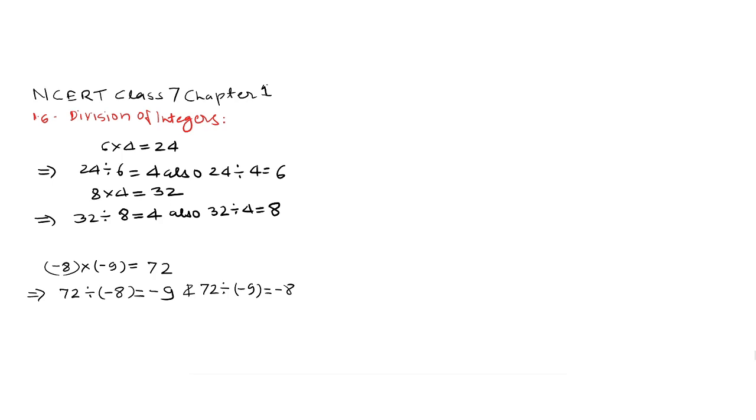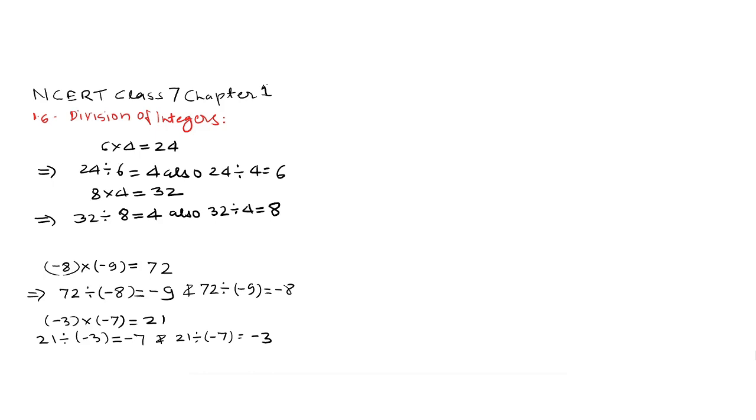We go for one more example. -3 multiplied by -7 give us 21. What are our division statements for this? 21 divided by -3 give us -7, and 21 divided by -7 give us -3. These are the two division statements for one multiplication statement.